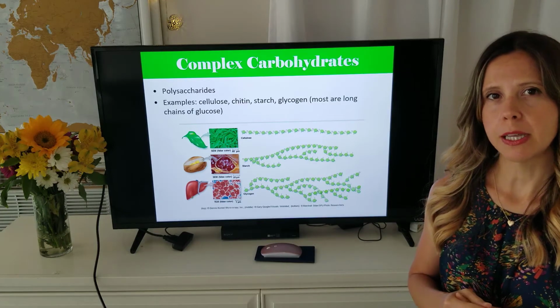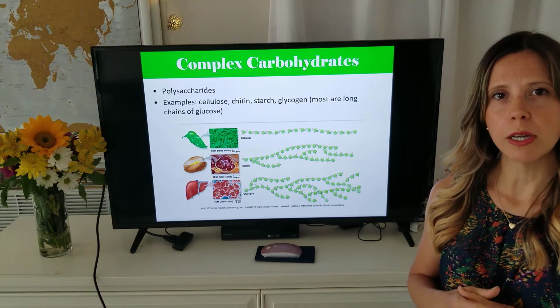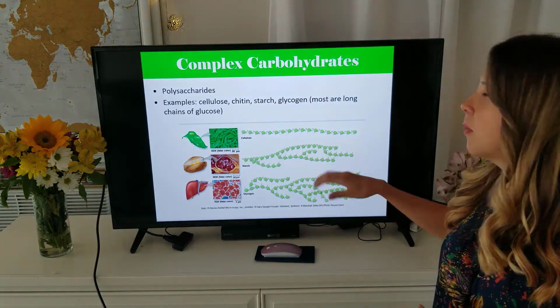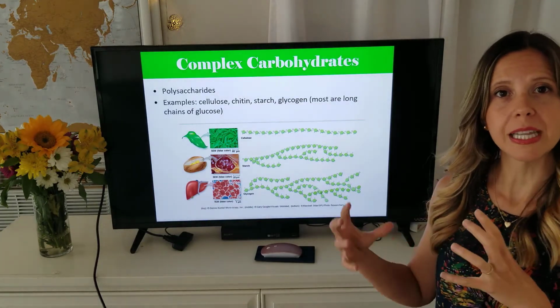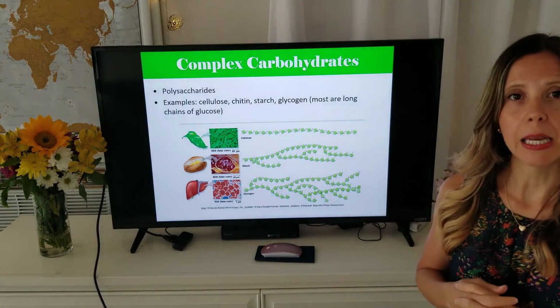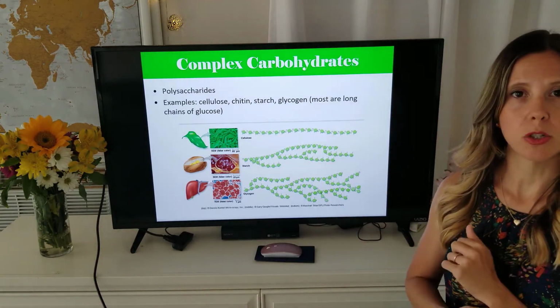Another plant polysaccharide we find is starch. So starch is a storage molecule in plants, used to store energy. If you look at that starch molecule, once again we have glucose molecules linked to one another, but you can see that this molecule is a highly branched molecule compared to the cellulose molecule, which is a straight chain.